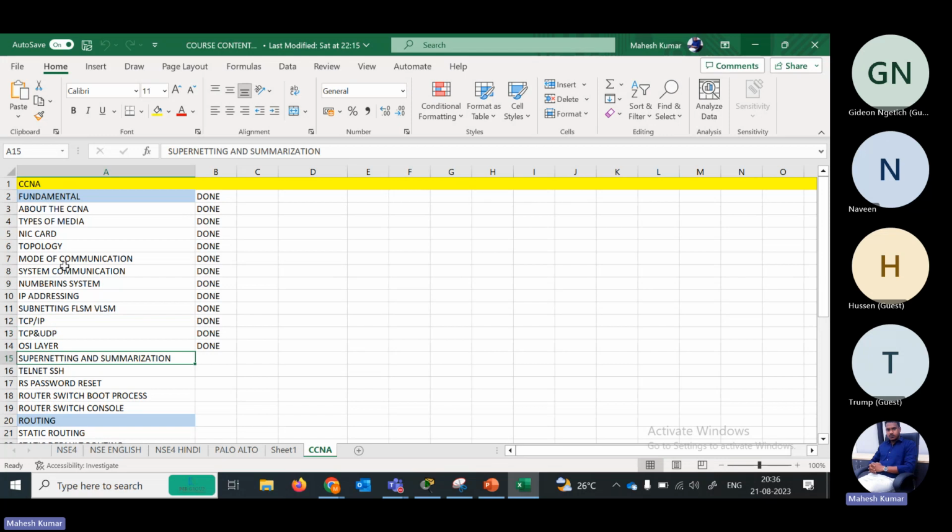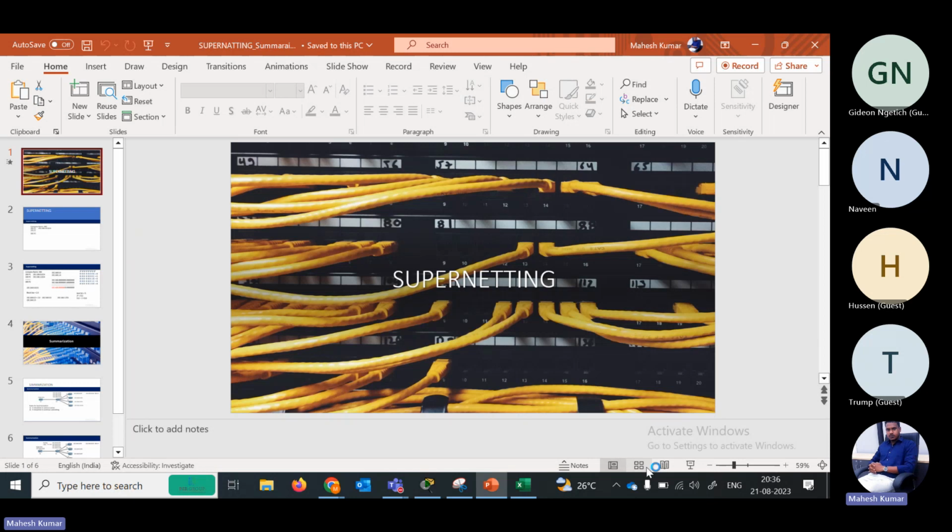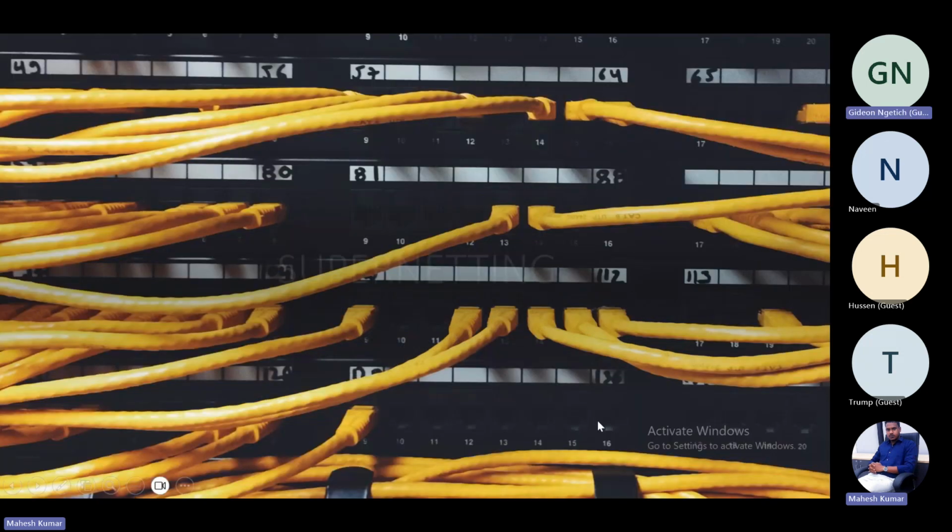So what is supernetting? This is also a form of subnetting only. This is the last day of this numbering system and calculation. From tomorrow onwards we'll start doing practicals, so have patience. Now, what is supernetting, how does it actually work, and why is it required?